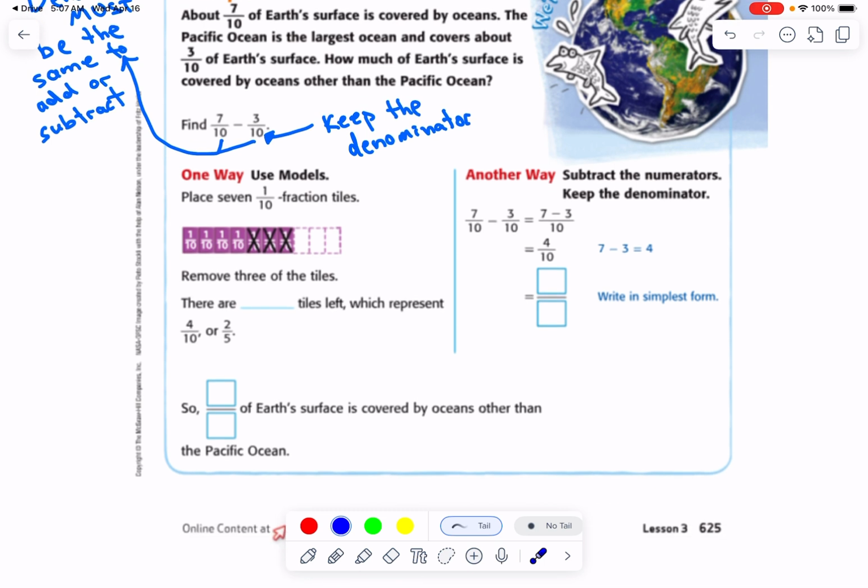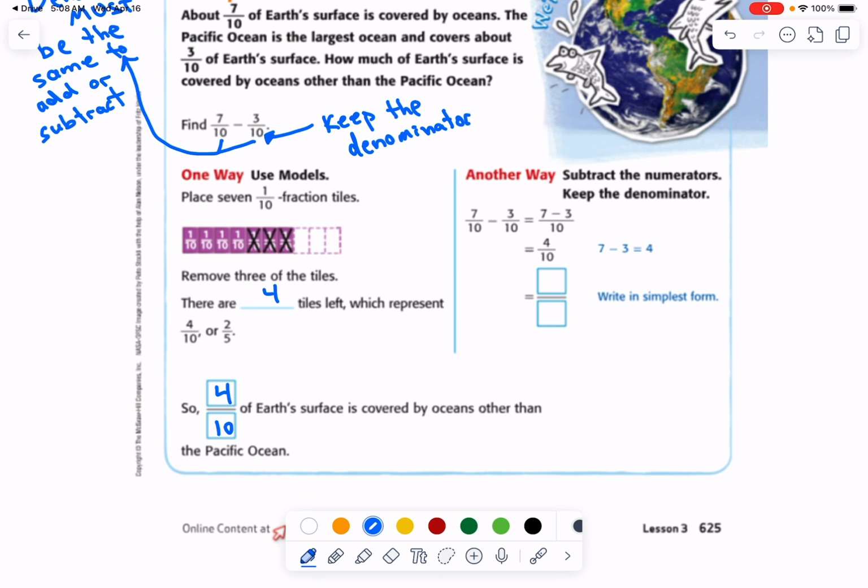The first thing we did here is we set up 7/10 tiles, okay? 1, 2, 3, 4, 5, 6, 7/10. We're getting rid of 3 of them. Cross out 3. How many are left? Well, there are 4 left. Since the denominator stays the same, we know that there are 4/10 left.